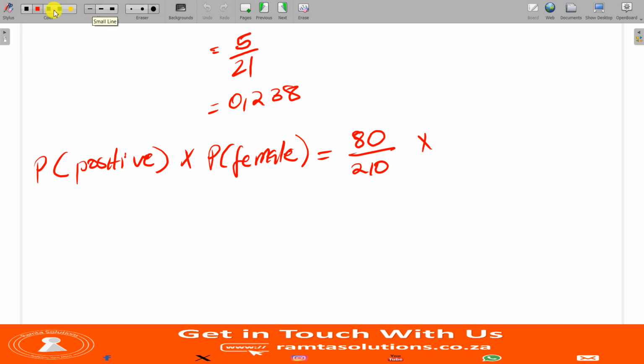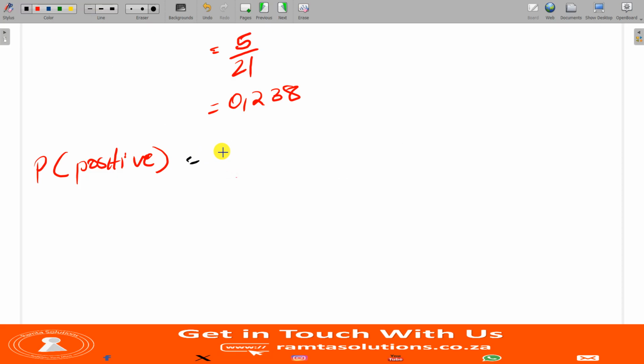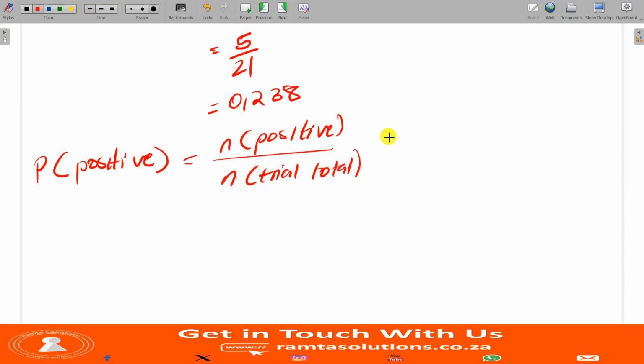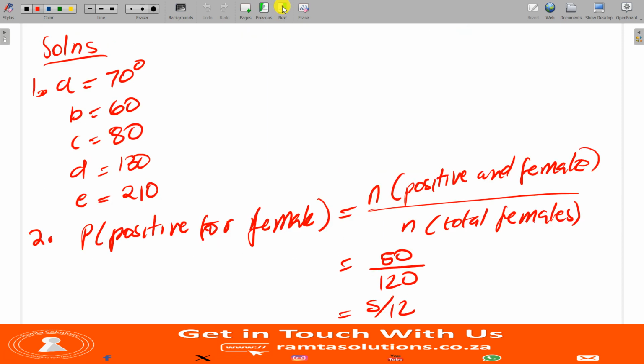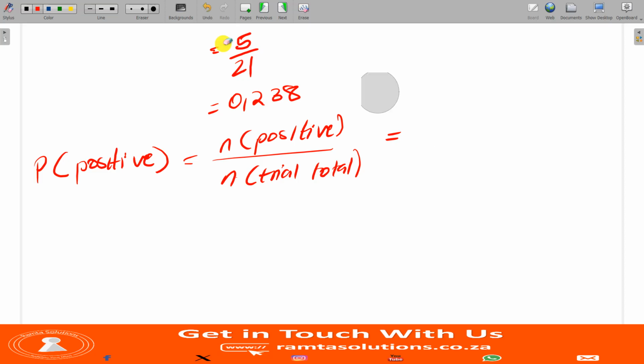So I want to say probability of positive. Number that is positive, and then number of trial total. What is this? Did we say 90? Sorry, positive, it's 80. So it's 80 over 210. Probability of positive, total of positive is 80. Total of the trial is 210. So this is 8 over 21.